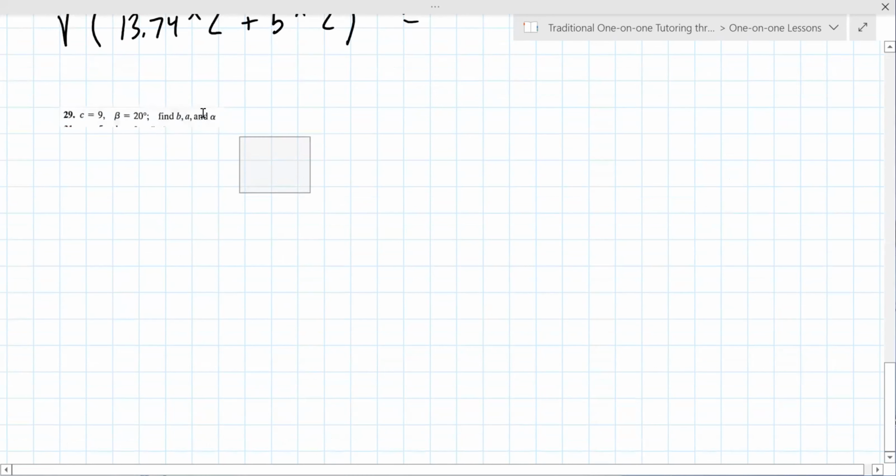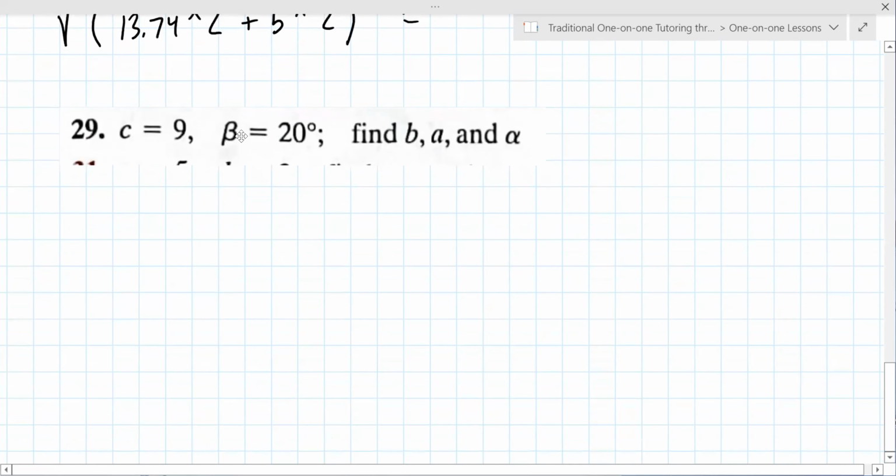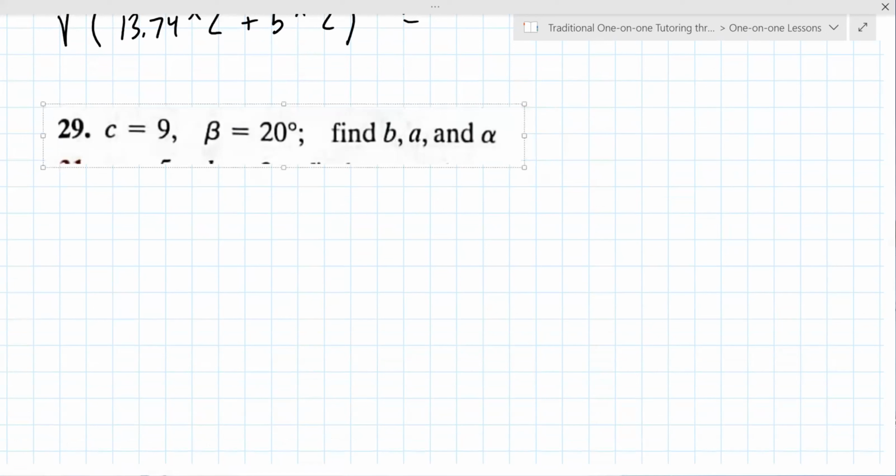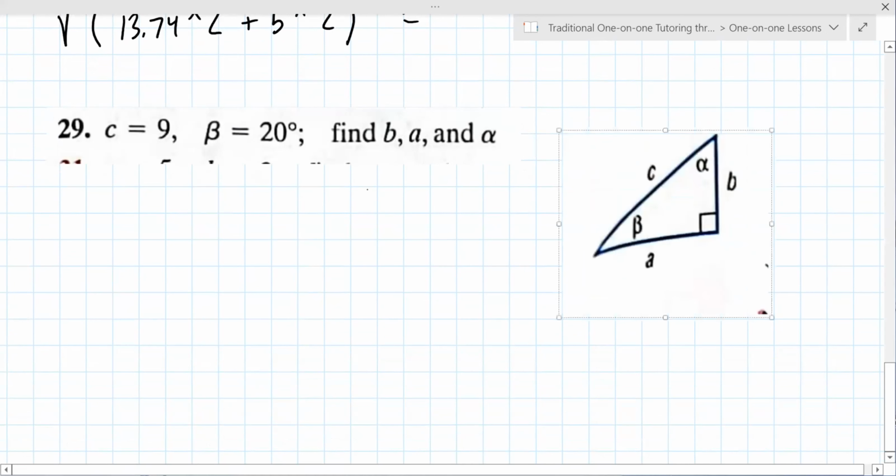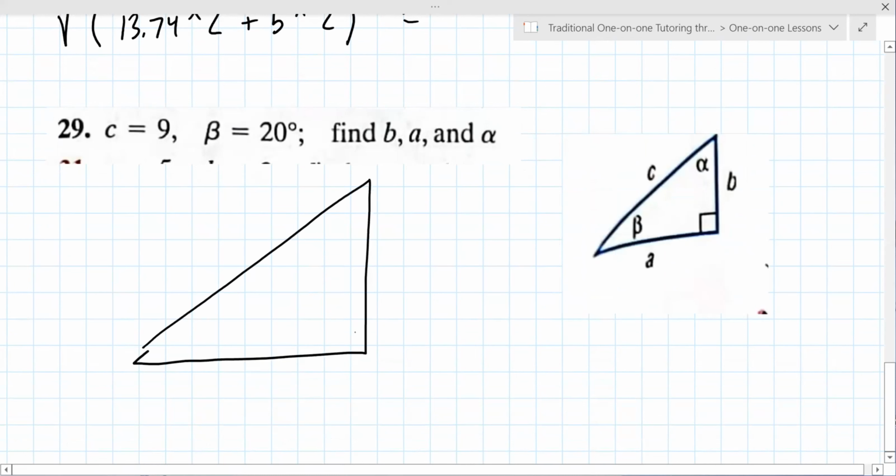All right, so they give you some information again. I'm going to snip in the triangle. We're going to use their triangle for this problem. So we label what's given. c is 9, beta is 20. We want to find little a, little b, and little alpha. So what is the value of little alpha or little a here?